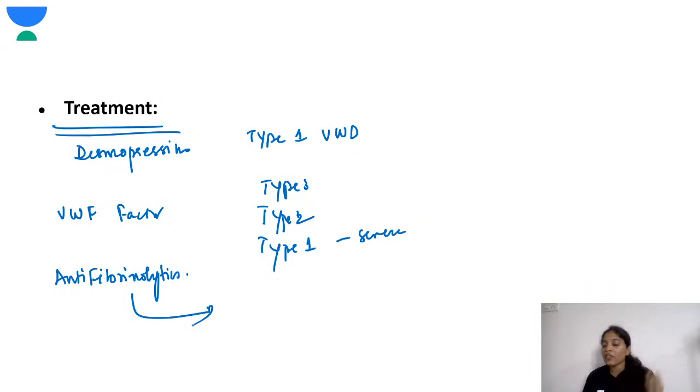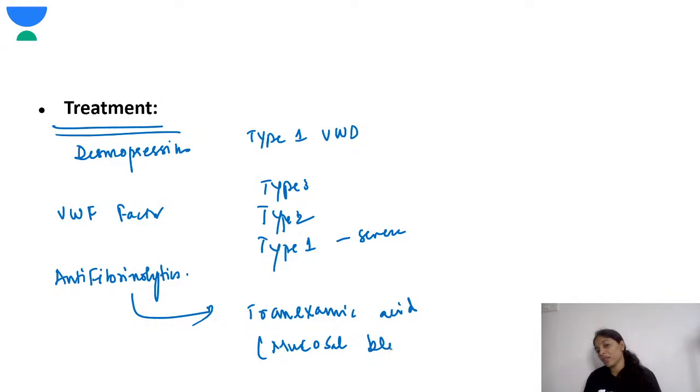Next, coming to antifibrinolytics. Now comes tranexamic acid and aminocaproic acid. Tranexamic acid is used especially for mucosal bleeding, and since there is mucosal bleeding here, that is why tranexamic acid is used. This much, if you remember, is more than enough. And girls who have menorrhagia will need hormone replacement therapy. Okay, so this is very important.